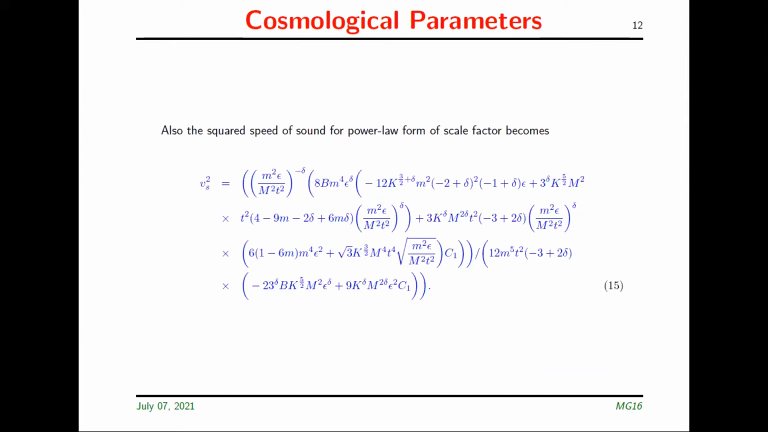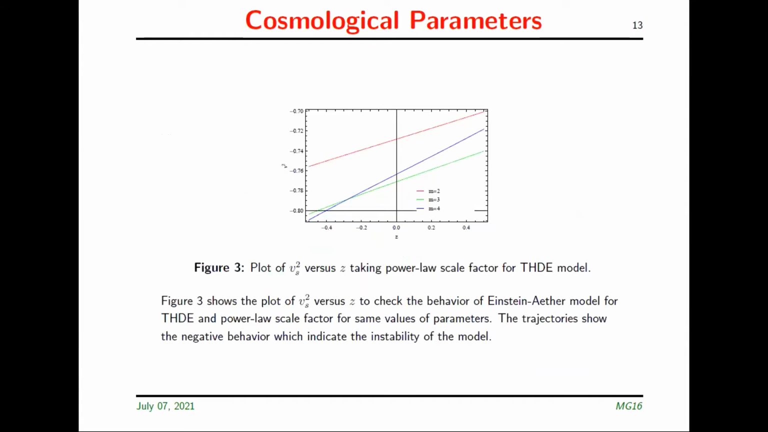The stability parameter is given here. After some calculation in the presence of the Tsallis dark energy model and Einstein ether, we can get equation 15. Its plot is given here, and unfortunately we obtain unstable behavior. We can get stable behavior for other choices of constant parameters, which we can try in future works.